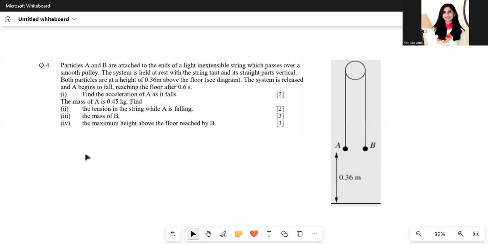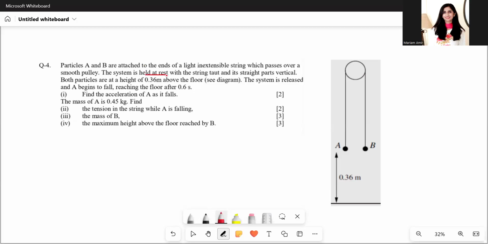Particles A and B are attached to ends of a light inextensible string which passes over a smooth pulley. The system is held at rest with the string taut and its straight paths vertical. Let me highlight that initially U is going to be 0. Both particles are at a height of 0.36 meters above the floor.